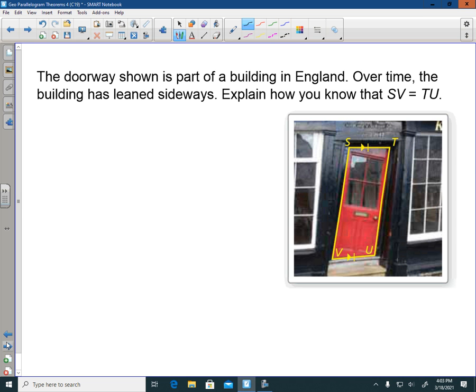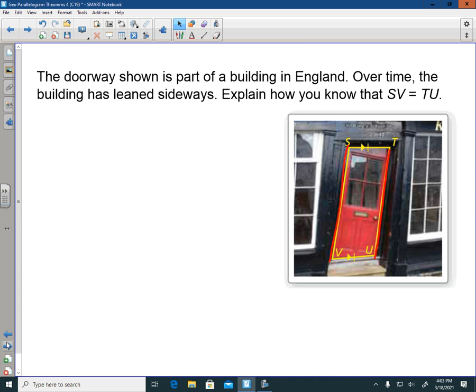This doorway shown is a part of a building in England, and over time the building has leaned sideways. Explain how you know that SV, which is this side here, is congruent to TU, this one over here. So that's what we're trying to figure out. What we want to look for is ways that those two things could be congruent.